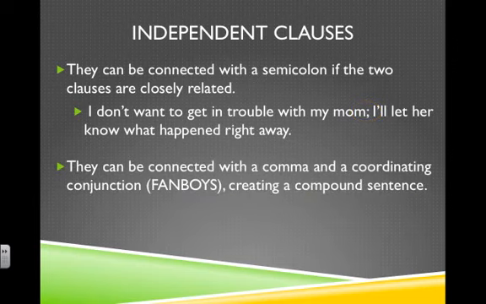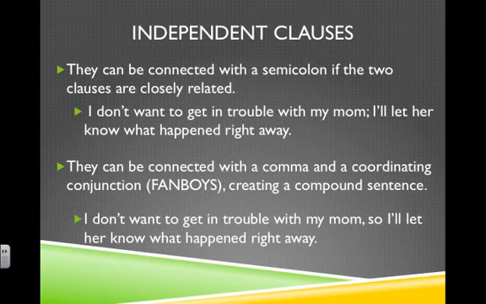I can also connect them with a comma and a coordinating conjunction. Remember those FANBOYS, and this will create a compound sentence. I don't want to get in trouble with my mom, so I'll let her know what happened right away. Remember, I really want you to memorize these coordinating conjunctions, FANBOYS, because it's very important for your comma rules when it comes to connecting independent clauses. It's much easier to memorize those coordinating conjunctions, those FANBOYS, and then to just kind of know every other conjunction you see is a subordinating conjunction.